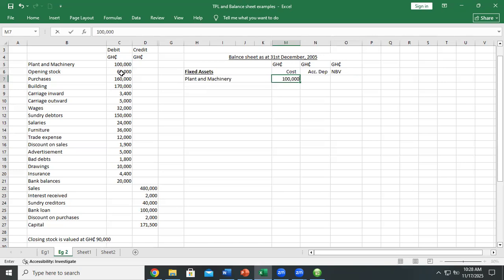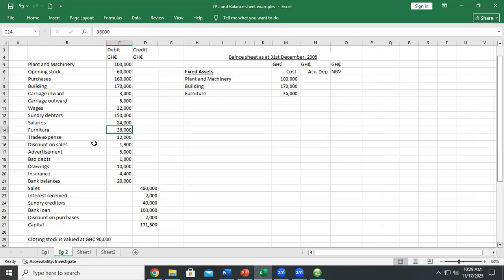The next one, opening stock, no. Purchase is no. Building. So building, that's 170,000. Move on. Carriage in was no. Carriage out was no. Wages, debtors, salary, furniture. So if you do it that way, you will not skip any of the assets. So please take your time when you are doing that. So the furniture is 36,000.